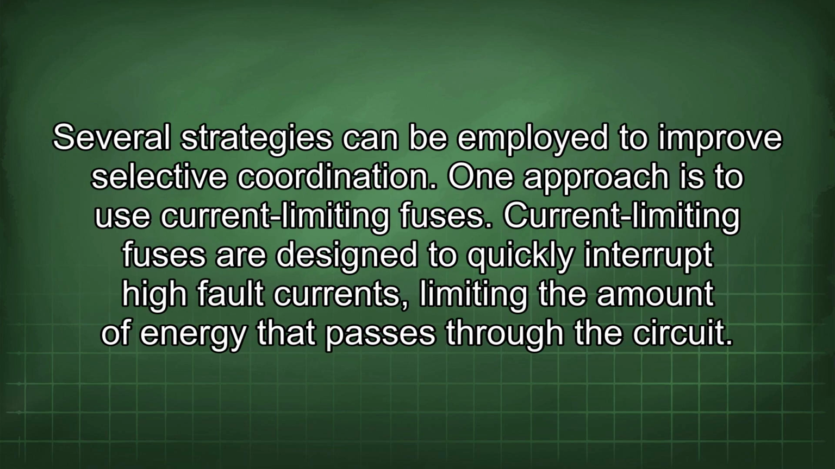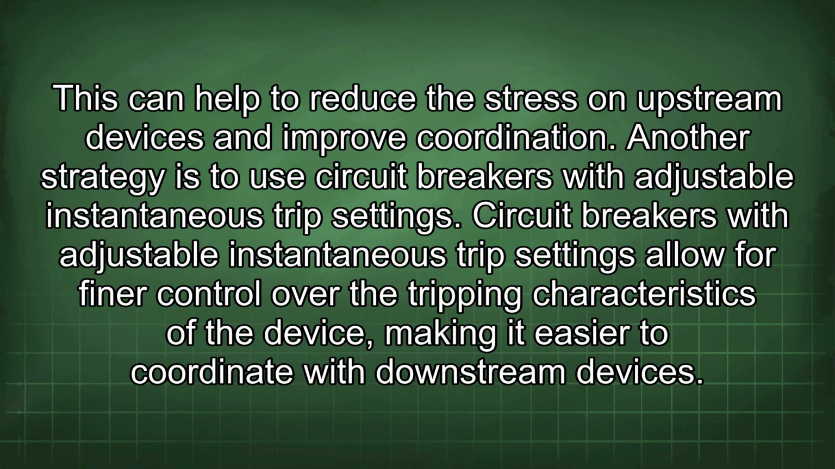Several strategies can be employed to improve selective coordination. One approach is to use current-limiting fuses. Current-limiting fuses are designed to quickly interrupt high fault currents, limiting the amount of energy that passes through the circuit. This can help to reduce the stress on upstream devices and improve coordination.